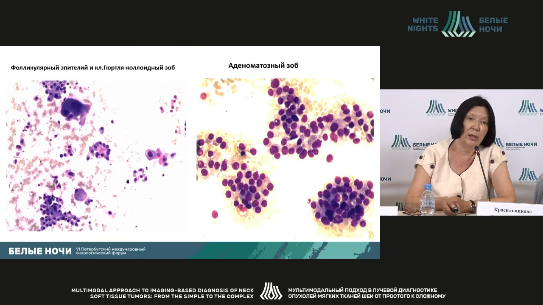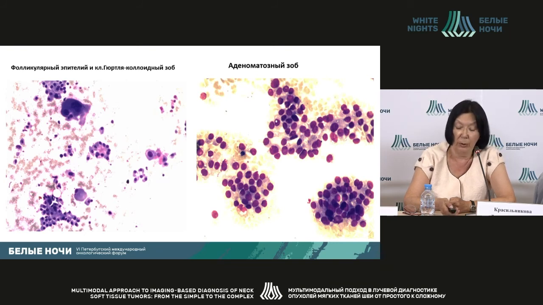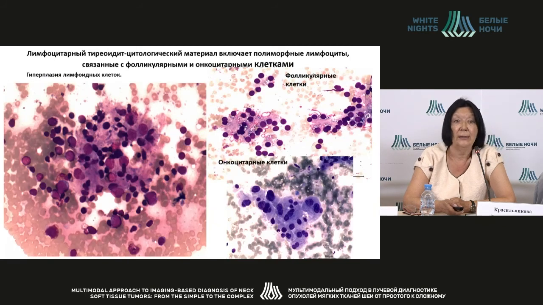One more picture. To the left, there's a benign hyperplasia, a node that has both follicular and bigger goiter cells. They're typical in case of benign nodes. While to the right, you can see expressed epithelium proliferation with no colloid. It's more typical for adenoma, and it's difficult to interpret.